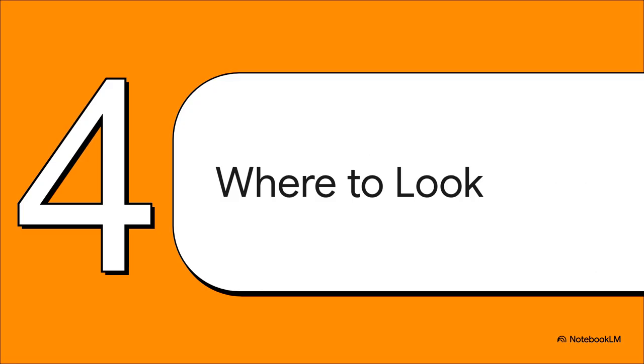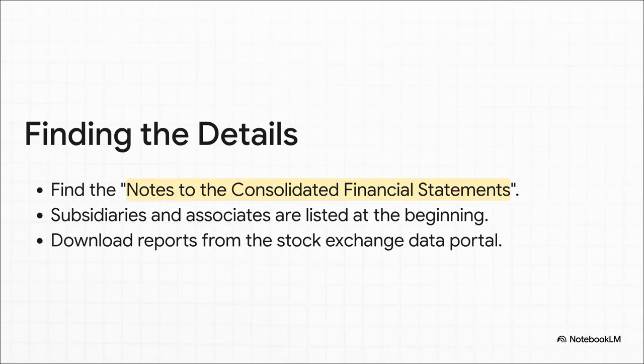So this all makes sense in our little story, but how do you use this when you're looking at a real annual report for a company you might want to invest in? Where do you find all this info? It's actually a lot easier than you think. Just dive into the annual report and look for a section called Notes to the Consolidated Financial Statements. Almost every single time, right there at the beginning of that section, the company will give you a list of all of its subsidiaries and associates. It's basically your treasure map to the entire corporate group.